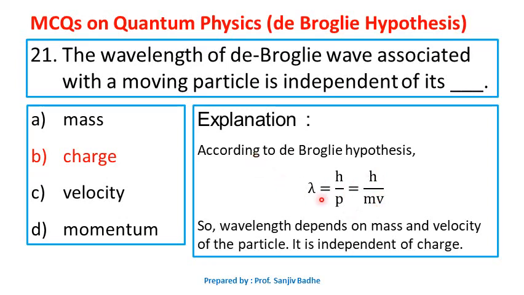So clearly the wavelength depends on mass, wavelength depends on v, velocity, and product of mass and velocity is momentum. So the wavelength depends on momentum also. So here the option remaining is charge. So the wavelength does not depend on charge, it depends on mass, velocity, and therefore momentum also.